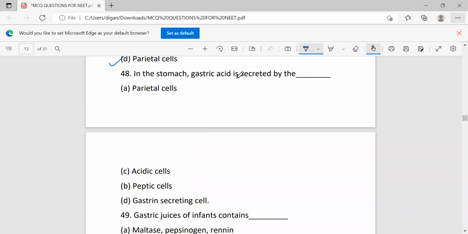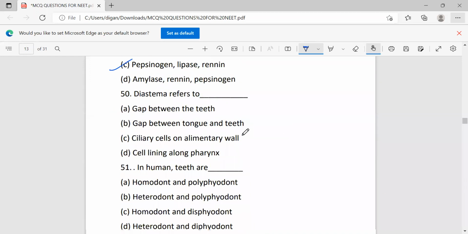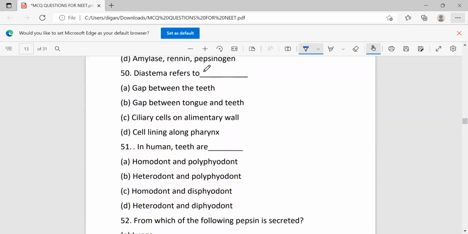In the stomach, gastric acid is secreted by, for 48, correct option is again parietal cell. Next, for 49, gastric juice of an infant contains what? Option is C, pepsinogen, lipase, and rennin. 50, diastema refers to, out of these 4 options, correct option is gap between the teeth, means the gap between the teeth is known as diastema.